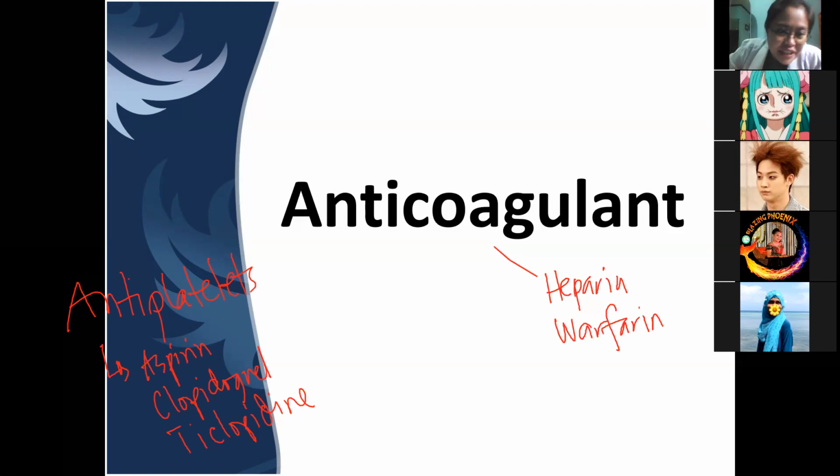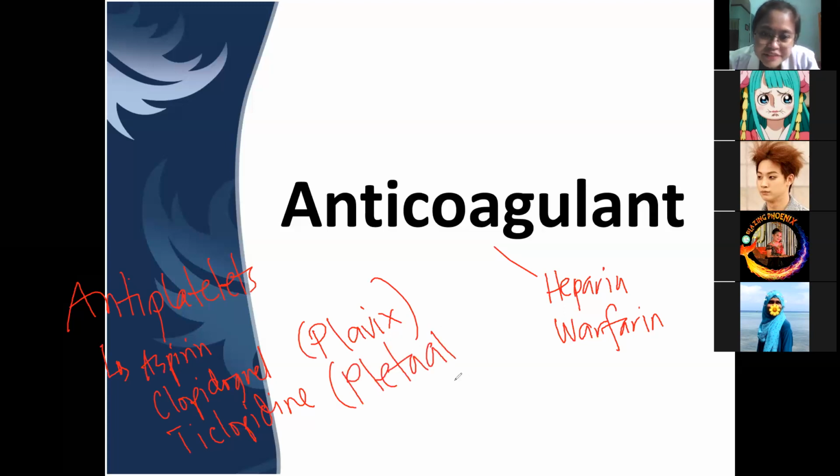Sige. Aspirin, clopidogrel, and then ticlopidine. Let me just give you some of the brand names that I know. We have Plavix for clopidogrel, and ticlopidine is Pletaal. If I'm not mistaken with the brands. Yes, tama na siya, Christine.